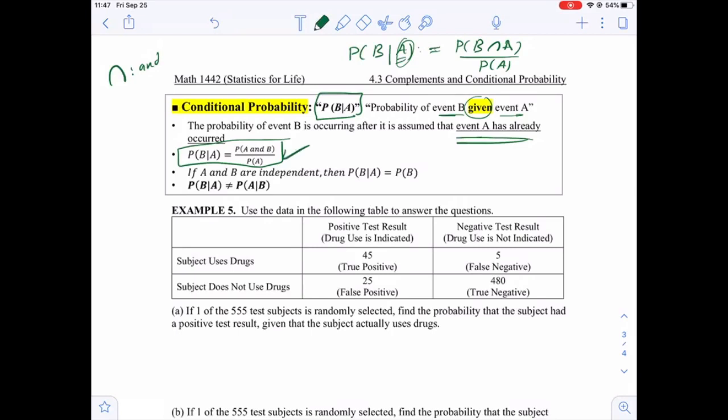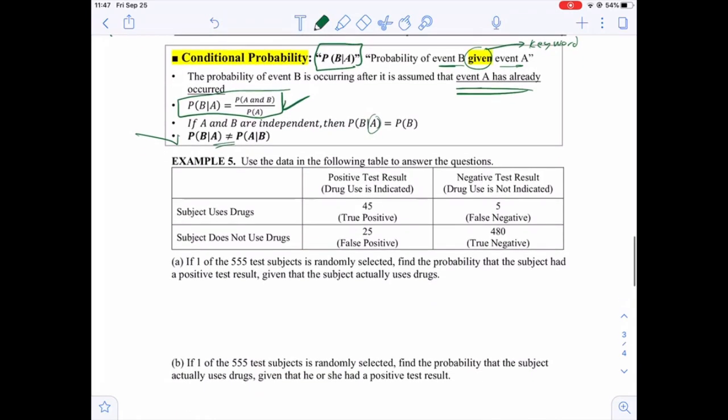So we need to remember this, and the keyword is the given. Now, if A and B are independent, then probability of B given A is just probability of B, because A will not affect the occurrence of the event B. And in general, probability of B given A is not equal to probability of A given B, as we'll see in next examples.